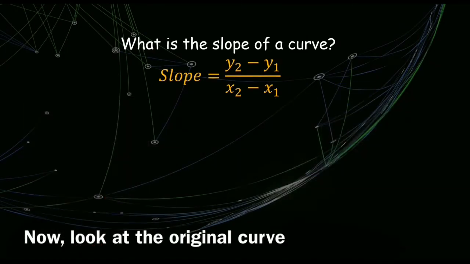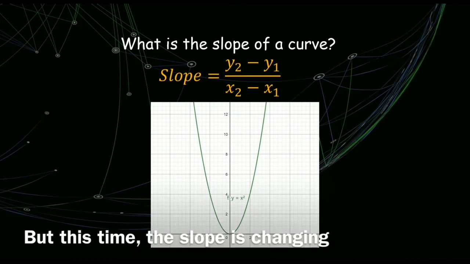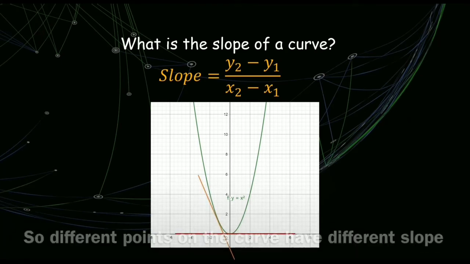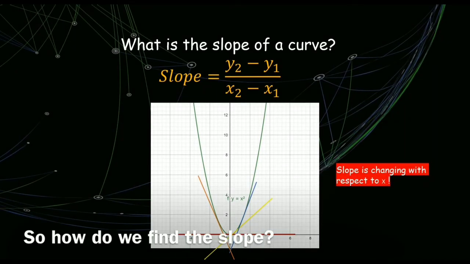Now, look at the original curve. Indeed, we can find the slope of any point we want, but this time, the slope is changing, so different points on the curve have different slope. So how do we find the slope?